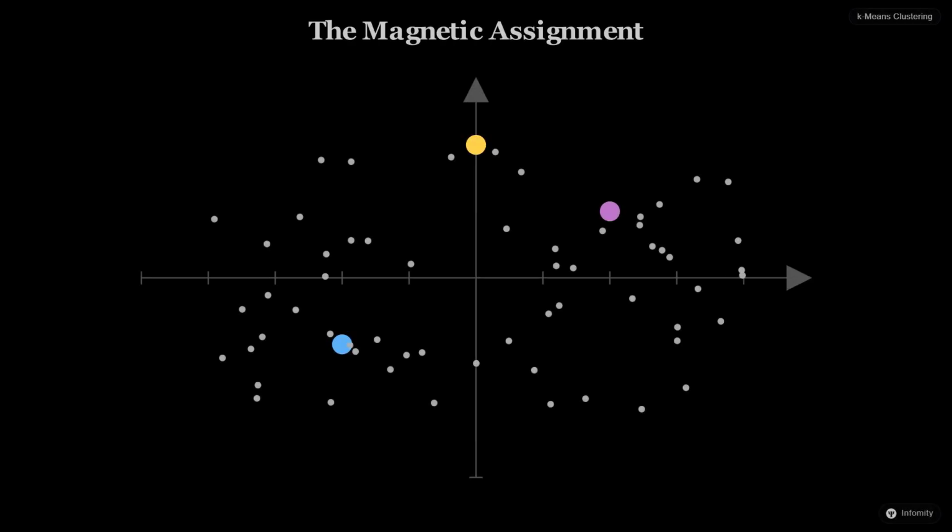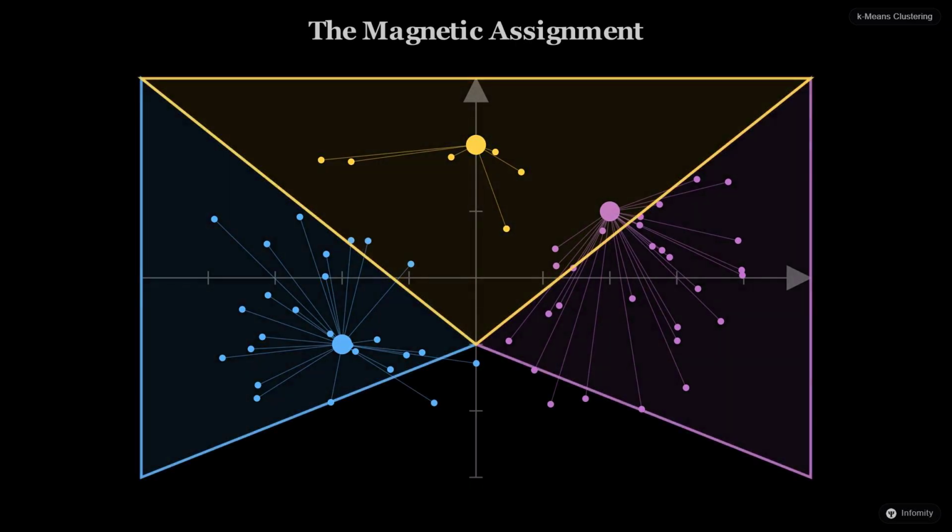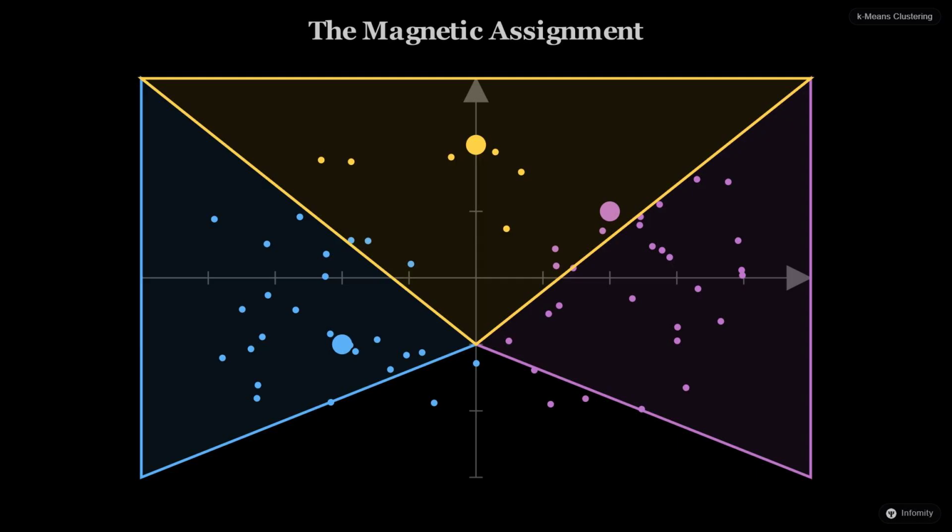As soon as the magnets touch the surface, the iron filings feel a pull. In the assignment step, every single data point is claimed by the magnet closest to it. If a filing is closer to the blue magnet than the purple one, it snaps to the blue group and takes on its color. This creates distinct regions, where every point in a region belongs to the same magnetic master. We are essentially partitioning the space based on proximity.